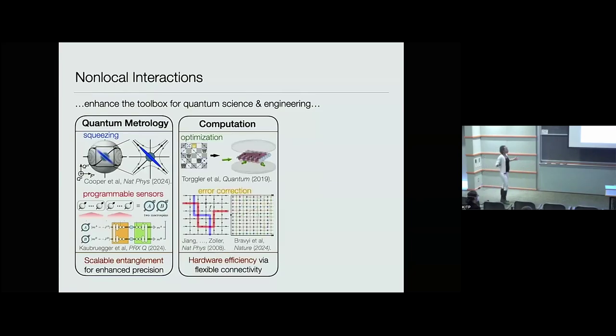Another set of directions is in computation. So non-local connectivity can improve the performance of error-correcting codes, or could be a way to, in a hardware-efficient way, solve certain optimization or constraint satisfaction problems that naturally map to systems with non-local interactions, like the non-local interactions between queens on a chessboard, and this work from Helmut's group.